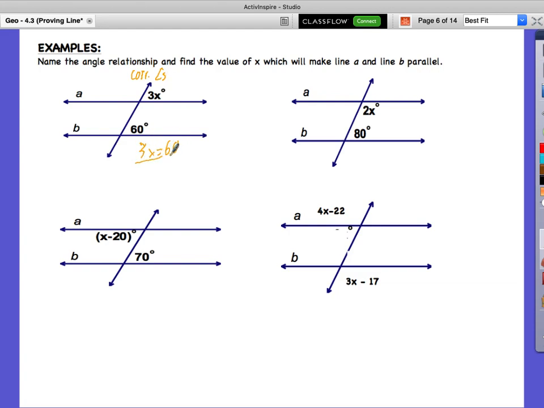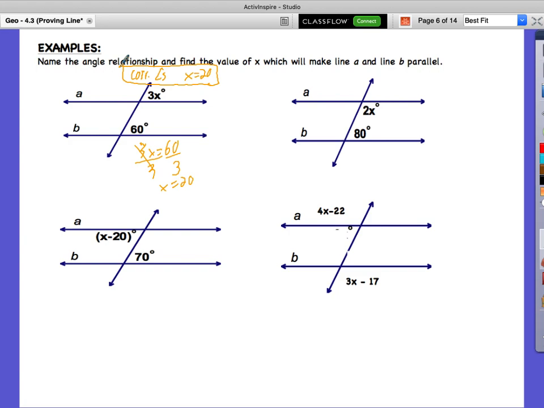So we have 3x equals 60, and as many of you have told me, x would equal 20. So we're saying, name the angle relationship used: corresponding angles. Find the value of x that'll make these lines parallel. X is 20. So only when x is 20 would these lines be parallel. If x was even 21 or 19, these lines would not be parallel because those angles would not be congruent. Does that make sense?